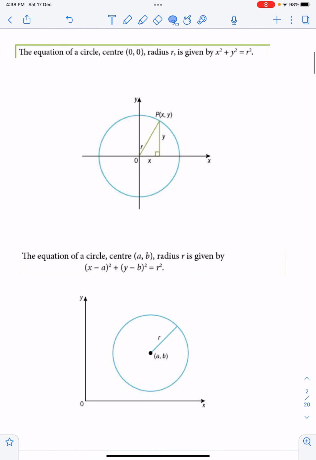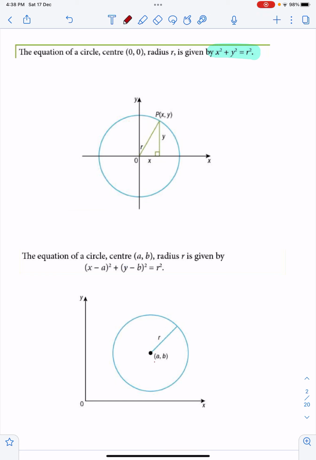Okay, some repetition from the first class. If the center of the circle is the origin, which is (0, 0), and the radius of the circle is r, then the equation of the circle is always in this form. But if the center of the circle is some other point, for instance (a, b), then the equation of the circle will be this.